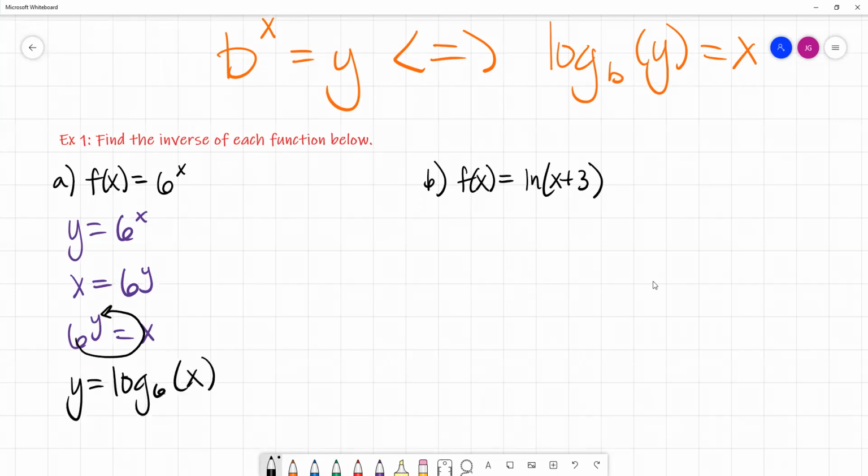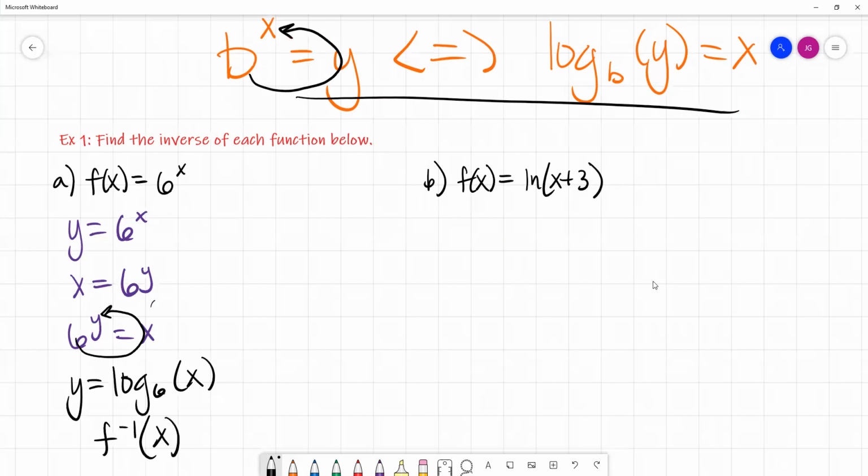Okay, and I did that using this up here, using the little circle trick, right? Log base b of y is equal to x. It's a little confusing here with the x and the y being in different places. Just remember that our input and our output switch. Our input here was y, our output was x. So now our output is y, our input is x. Okay, so our inverse function here is log base 6 of x. And that's what we had guessed earlier, right? We had guessed that it was going to have something to do with a logarithm.